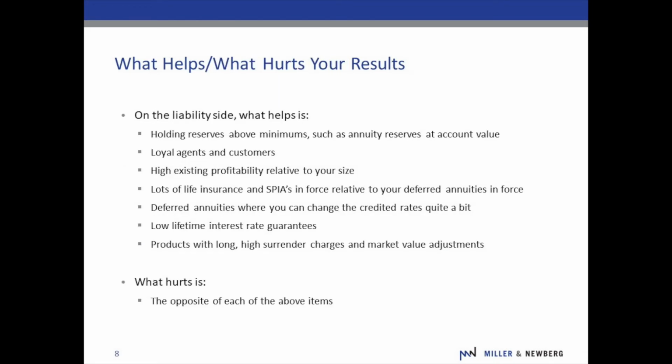So let's talk about what helps or hurts your results in your asset adequacy analysis. And it starts on the liability side, then we'll move to the asset side next. But on the liability side, this is a list of things that help your company pass. First is, let's suppose that your company is already voluntarily holding reserves above the minimums, such as holding reserves equal to the full account value when the carve-in reserve is some lower number.